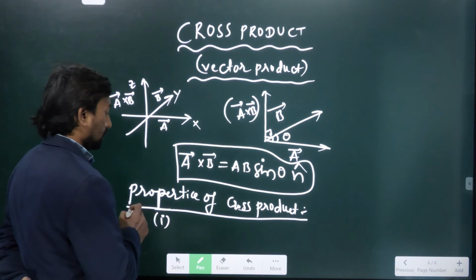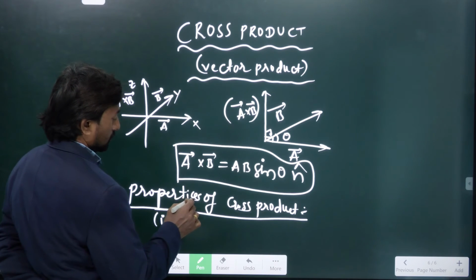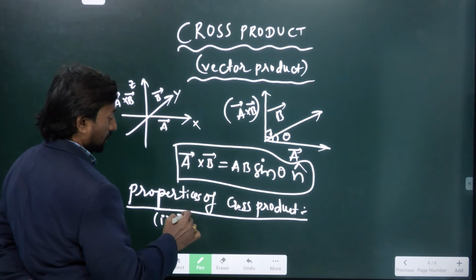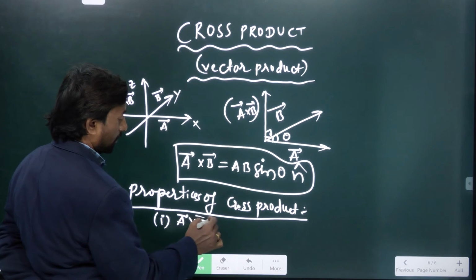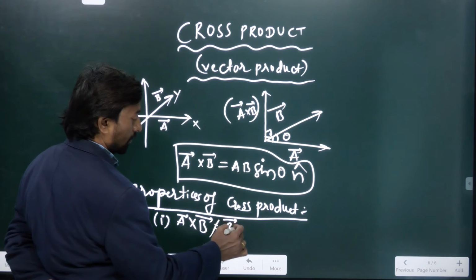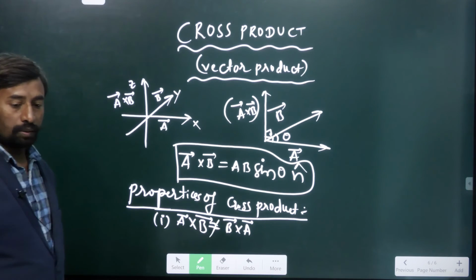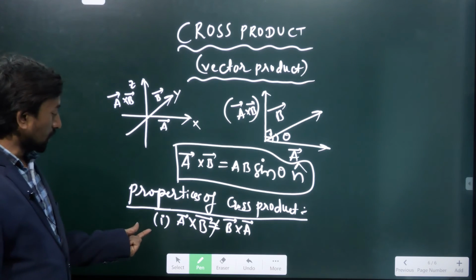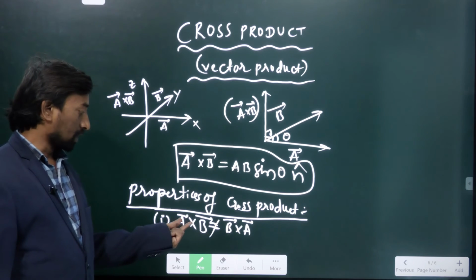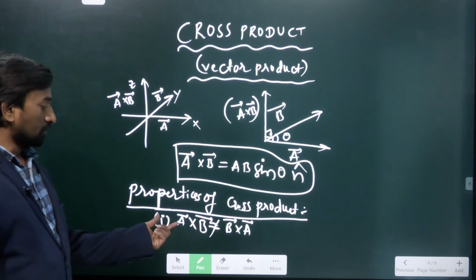Now here, the cross product will not obey the commutative law, meaning a bar cross b bar is not equal to b bar cross a bar. If it were equal, that would be the commutative law. But here a bar cross b bar is not equal to b bar cross a bar. So this is the first law, which it does not obey.